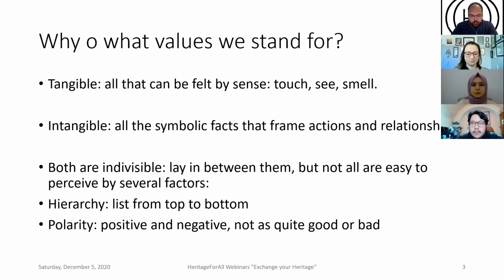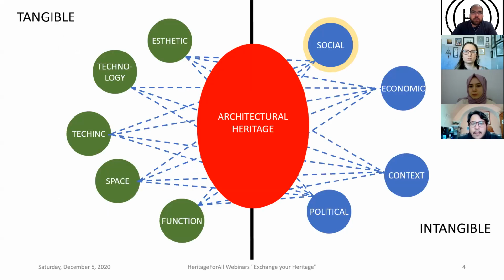Therefore, we have polarity. How we can estimate how they can be positive or negative facts that we identify. Not quite as good or bad, because that is another terrain of moral or ethics and other personal considerations. We must more like say whether or not they can provide the satisfaction we need to achieve our activities.